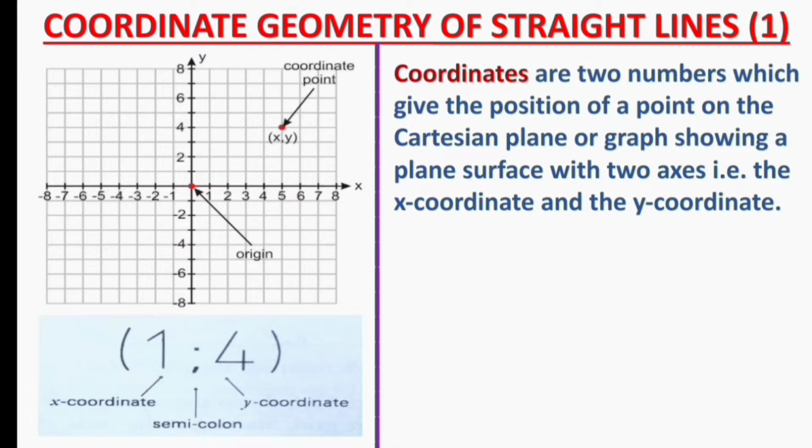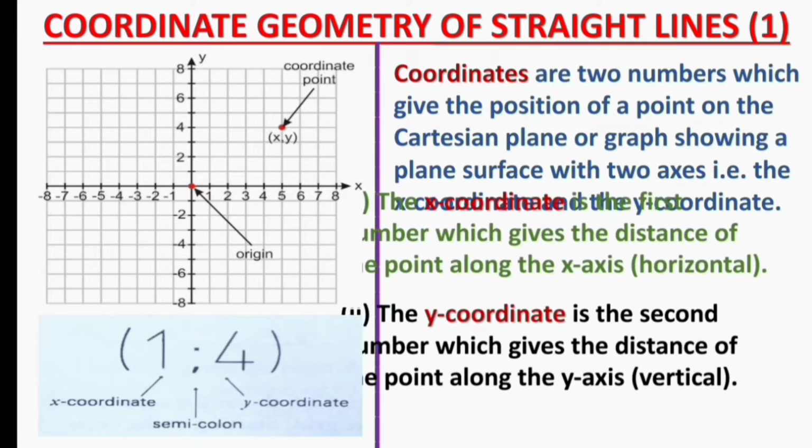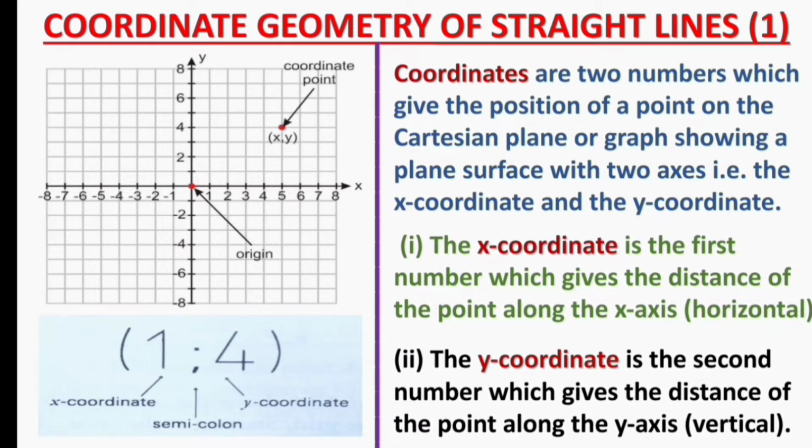From definition, coordinates are two numbers which give the position of a point on the Cartesian plane or graph, showing a plane surface with two axes, that is, the x-coordinate and the y-coordinate. The x-coordinate is the first number which gives the distance of the point along the x-axis, that is the horizontal axis, while the y-coordinate is the second number which gives the distance of the point along the y-axis, that is the vertical axis.